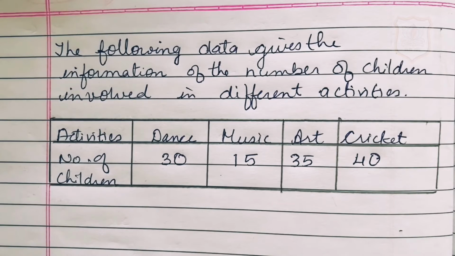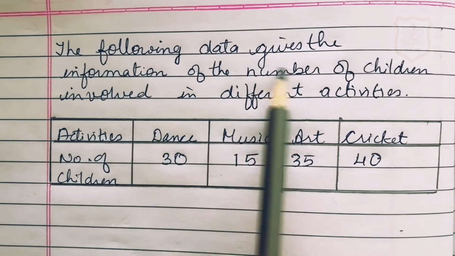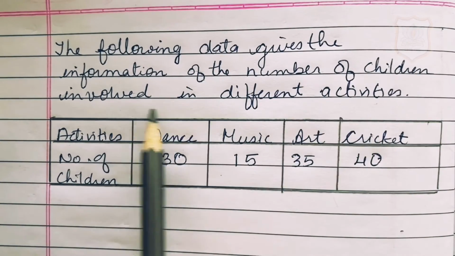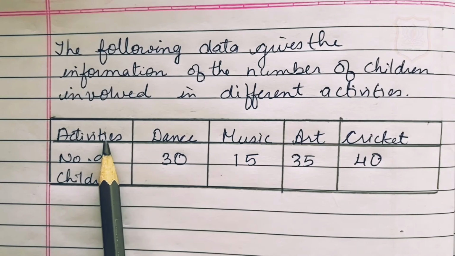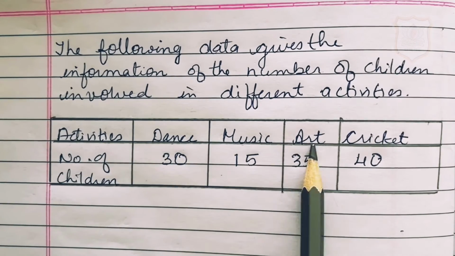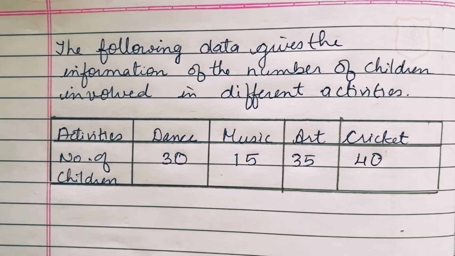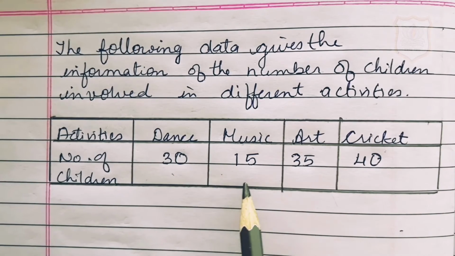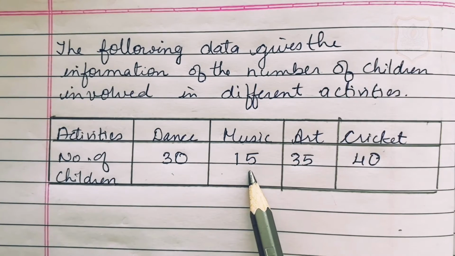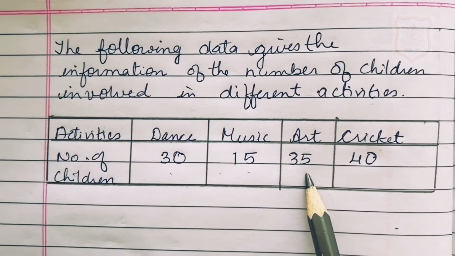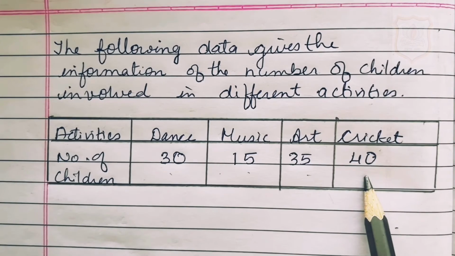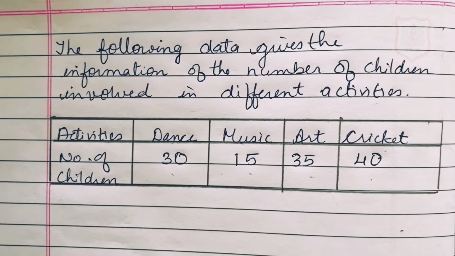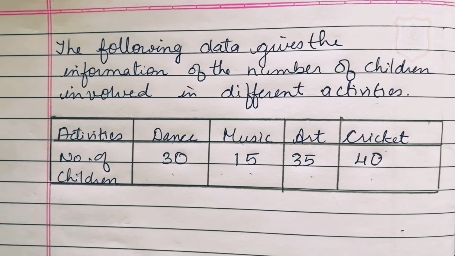Now students, with the help of an example, I will explain how to draw a bar graph. The following data gives the information of the number of children involved in different activities. Here activities are given: dance, music, art and cricket. Here 30 students are involved in dance, 15 students are involved in music, 35 students are involved in art and 40 students are involved in cricket. We have to show this information in the form of a bar graph.